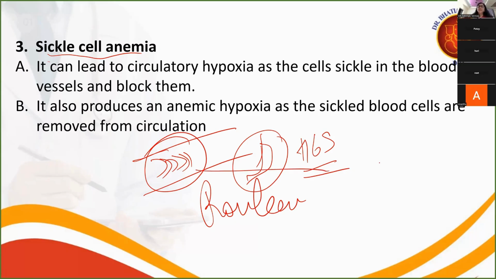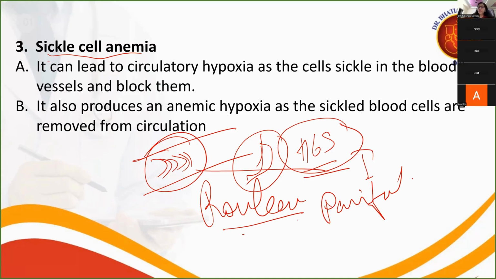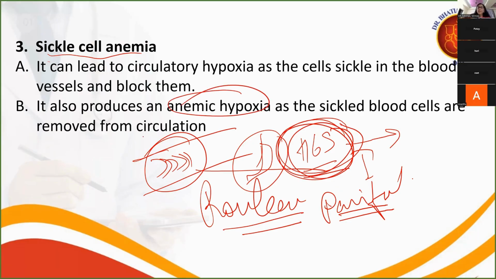And that causes ischemic necrosis of the tissues, which is a very, very painful condition. And this is because of the sickle cell anemia. So there is hemoglobinopathy, which is causing rouleaux formation and causing ischemic necrosis. Also, this hemoglobin itself is defective and it does not release oxygen to the tissues. So it also produces anemic hypoxia as well as circulatory hypoxia.